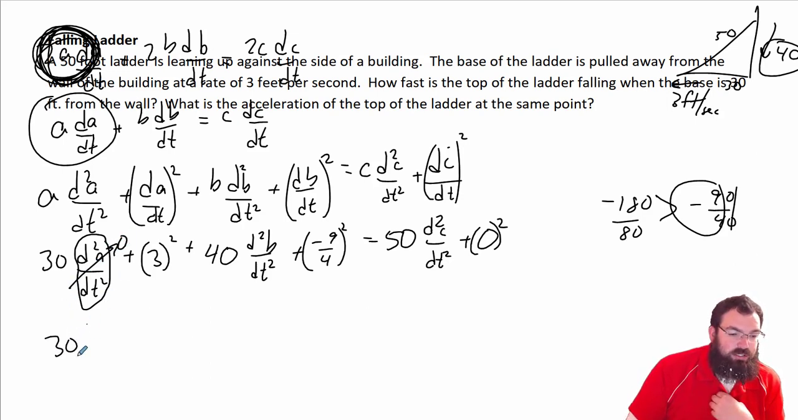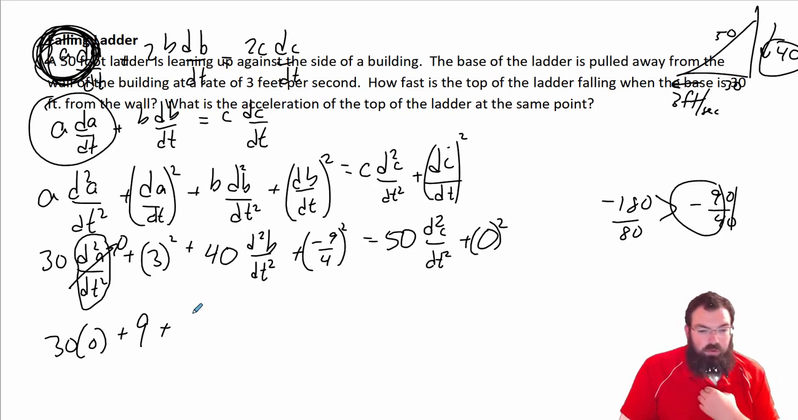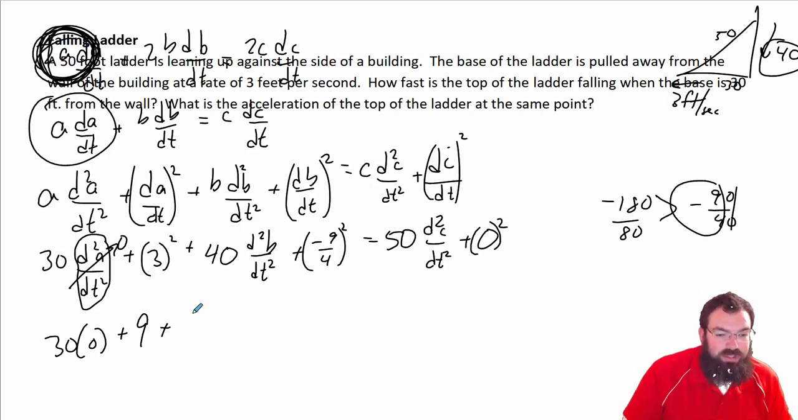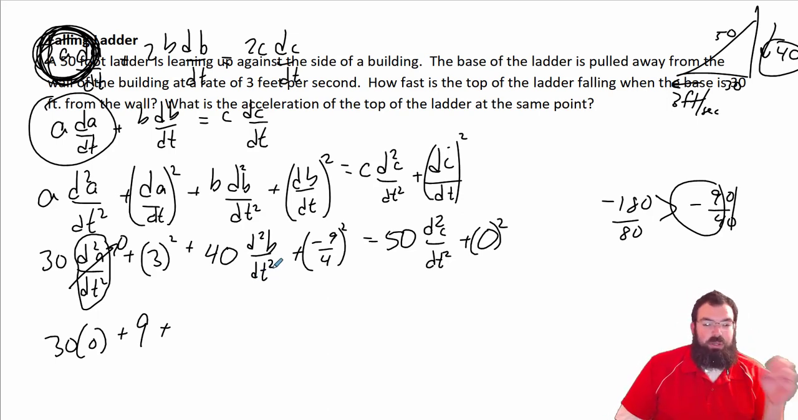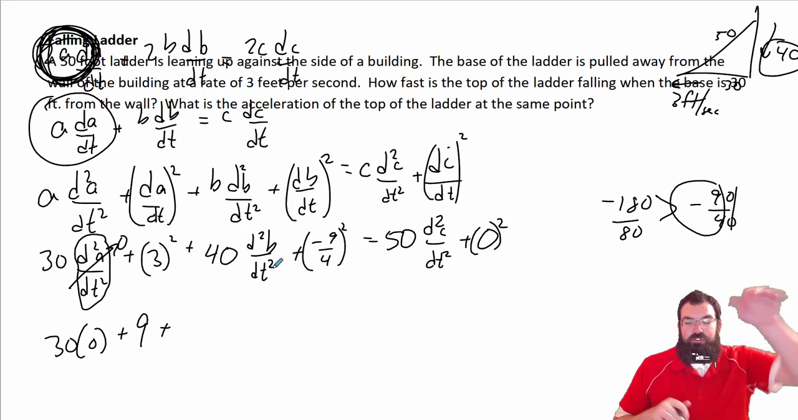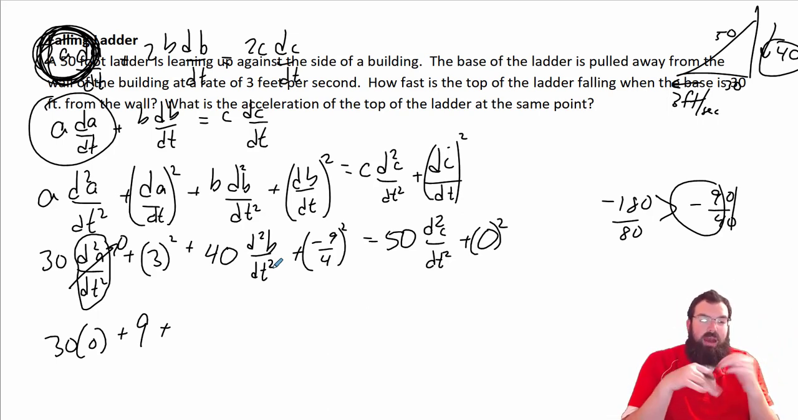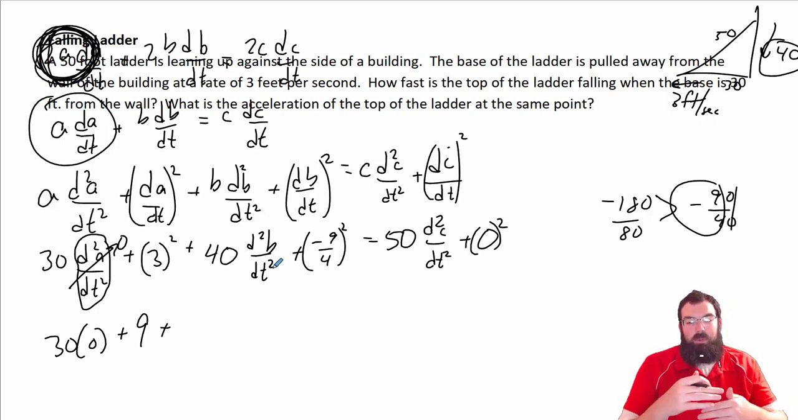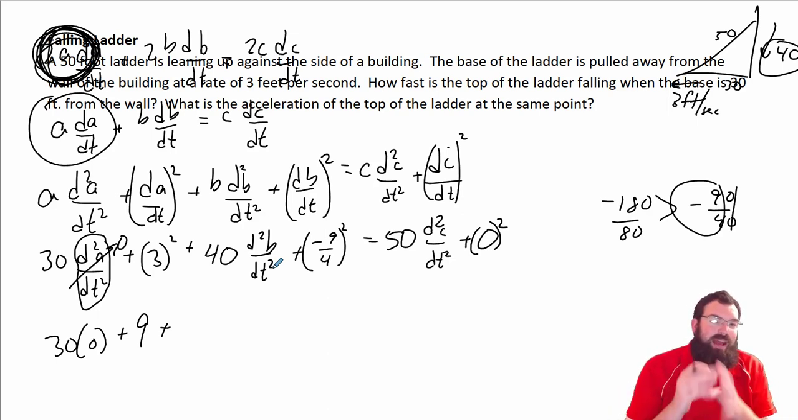So this is 30 times 0 plus, this is 9, plus, we also do not know what d squared b is over dt squared. The reason we do not know this is we used the 30 and the 50 for the first derivative. So the 40 came from after we did the derivative, after we found the Pythagorean theorem. That 40 was used then. So in this case, we're trying to find what d squared b is over dt squared. So I cannot just say that's equal to 0.